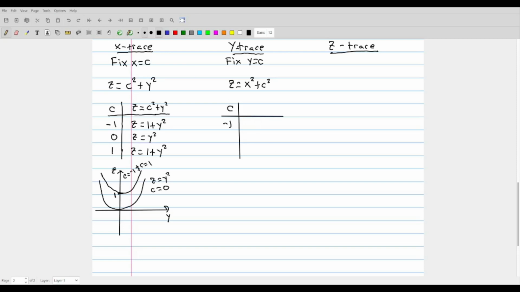So when c is -1, 0, and 1, we're plotting here with y fixed, so it's going to be x squared plus c squared. When c is -1, you get z is equal to x squared plus 1. When c is 0, you get z is equal to x squared. When c is equal to +1, you get z is equal to x squared plus 1.